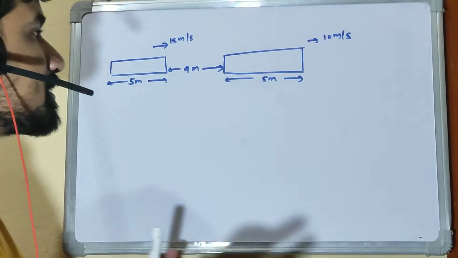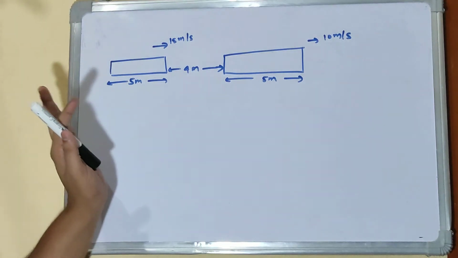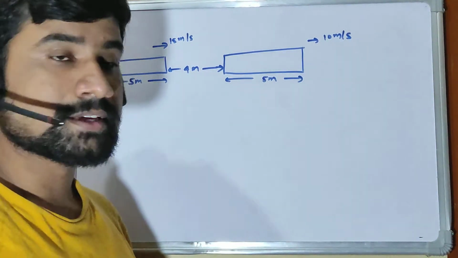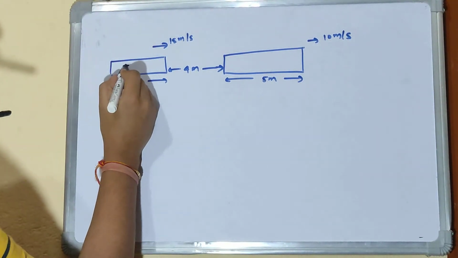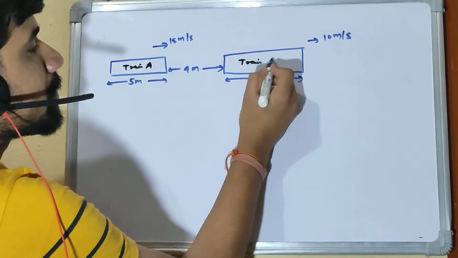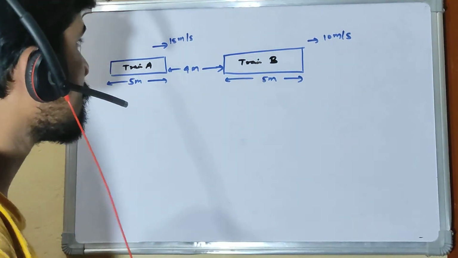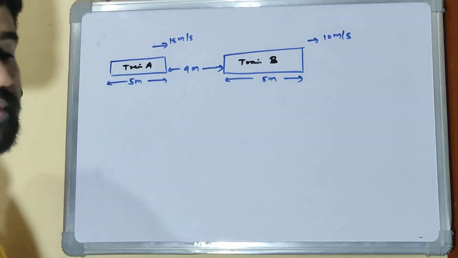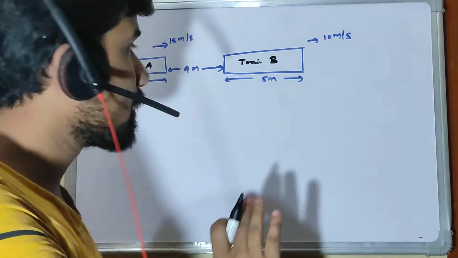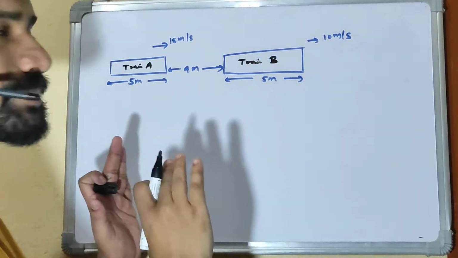So now let's discuss the situation we just explained, right? Now I have given values to all these lengths. So this is, let's say, train A, this is train B. Both trains are of length 5 meters, right? This is moving at 15 meter per second. This is moving at 10 meter per second. And the distance between these two trains is 4 meters. So this is explained diagrammatically.